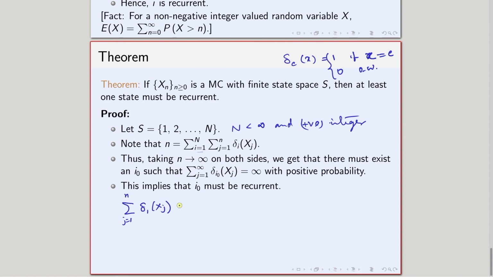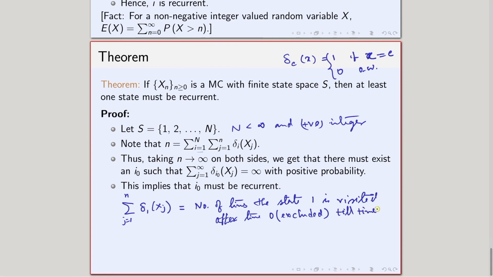Now when I take the sum, that basically gives me the number of times the state 1 is visited after time 0, excluded, after time 0 till time n. Between times 1 to n, how many times the state 1 is visited, that can be written in this particular form.